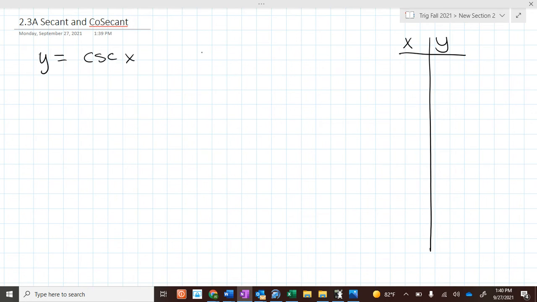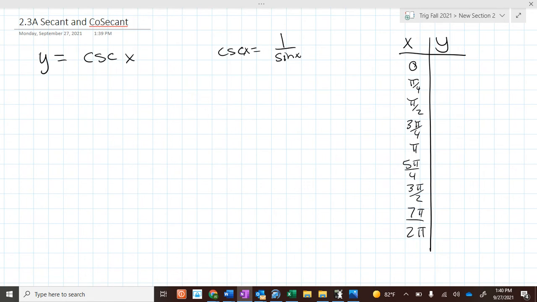All right. So the cosecant equals 1 over the sine of x, correct? So if we go 0, and if we go pi over 4, pi over 2, 3 pi over 4, pi, 5 pi over 4, 3 pi over 2, 7 pi over 4, 2 pi for our x's. Okay? To graph the cosecant of x, we put 0 in for x.